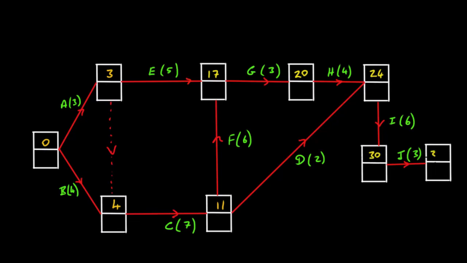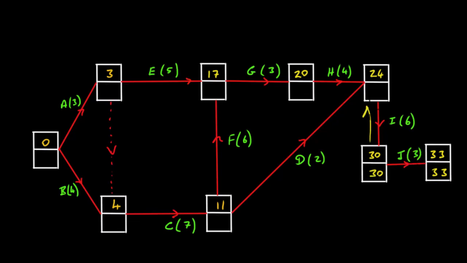30 plus 3, 33. So that's the earliest time that the project can be completed, and in fact the latest time as well. Here we're going to put in 33. So let's work backwards now. So this is called a backward pass. So what we're going to do here to work out the latest time that this can be completed is we're going to take this 33, subtract this 3 here, that'll give us 30.